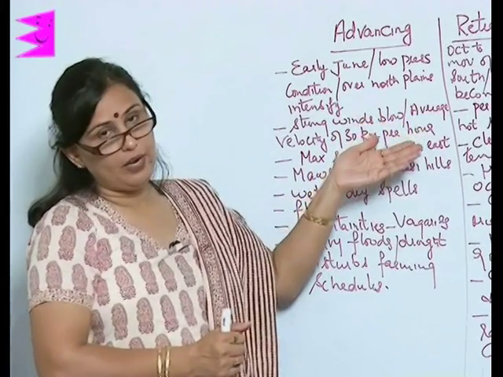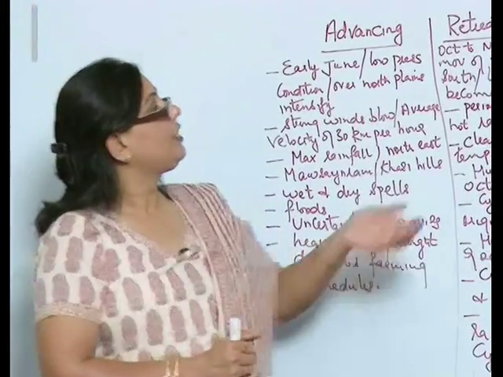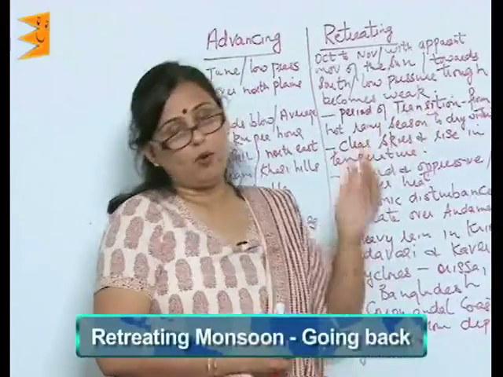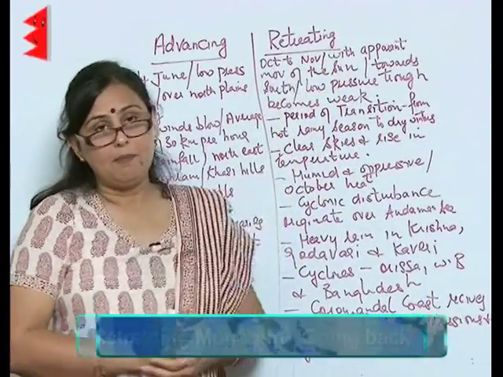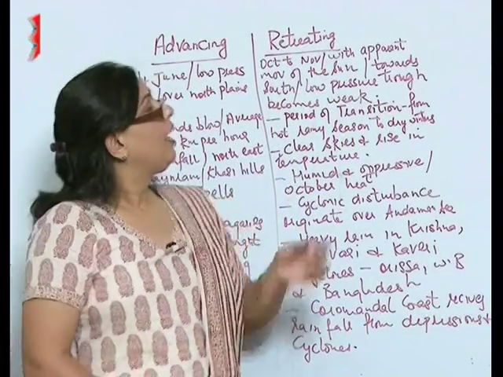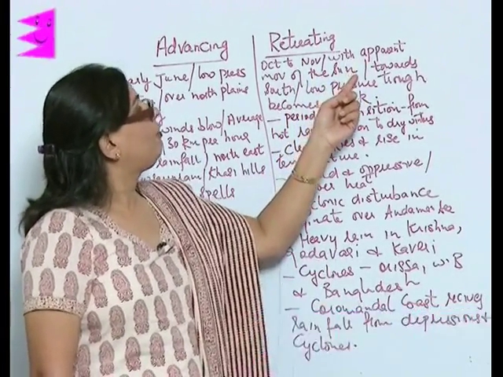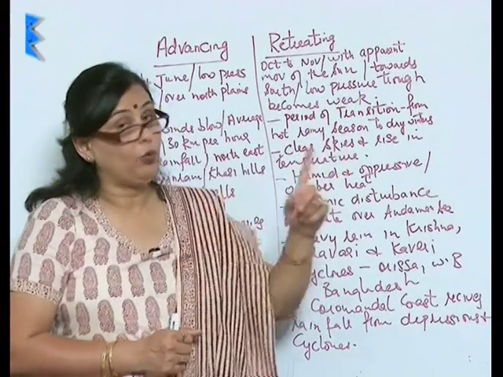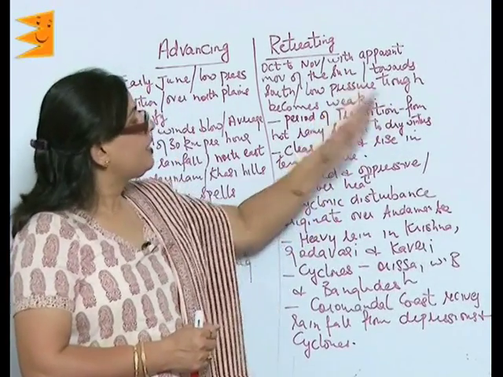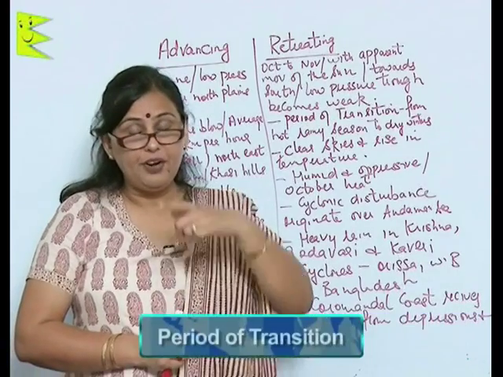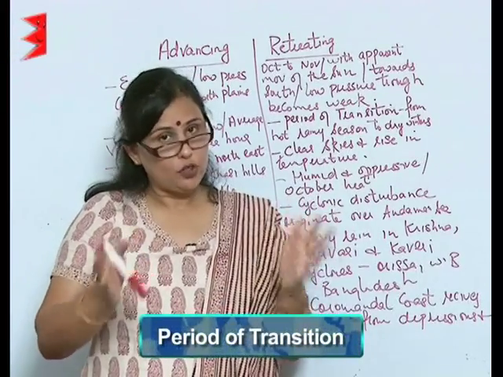And next that I would like to talk about is the 4th kind of season experienced in India, which is termed as the retreating monsoon. Retreating means the one which is going back. And as I said, the months are October and November. And this period is the time when the apparent movement of the sun is towards the south. So the low pressure trough becomes weak. And this period is also called the period of transition. And I told you the meaning of the period of transition, that is in between 2 seasons.